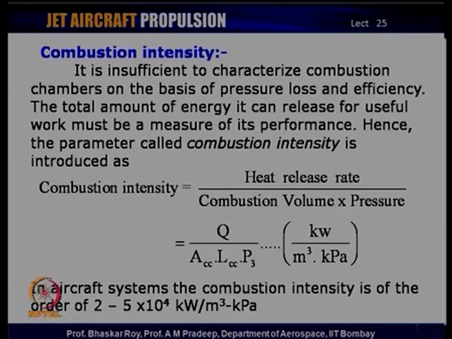The heat release rate Q, of course, is decided, as I mentioned, by the fuel flow or the fuel itself, and hence you need to choose a fuel which has a high value of Q intrinsically built into its chemical composition. The typical combustion intensity is of the order of 2 to 5 into 10 to the power 4 for most of the aircraft engines, in terms of kilowatts per meter cube per kilopascals. And we shall see that some of these numbers would probably vary a little during the actual operation of the engine.